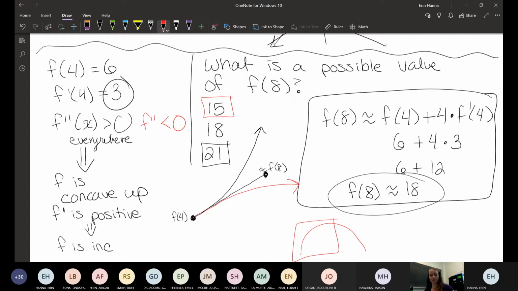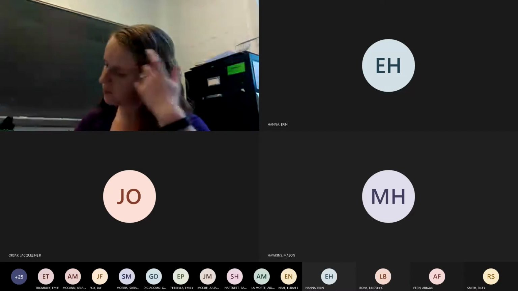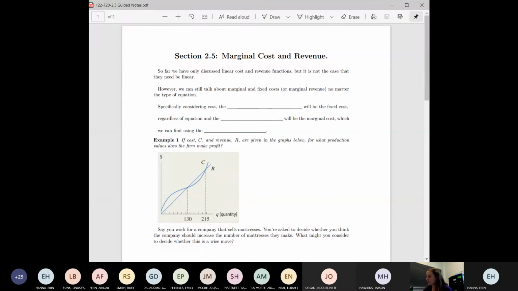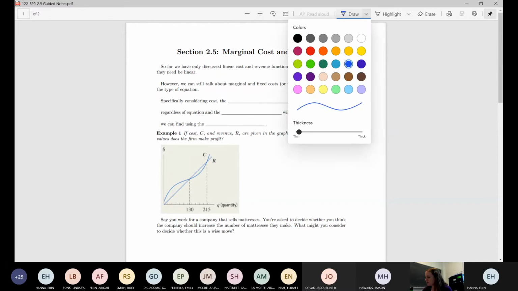Okay, so then we're going to move on to 2.5. Where is 2.5? There it is. And come on, go.